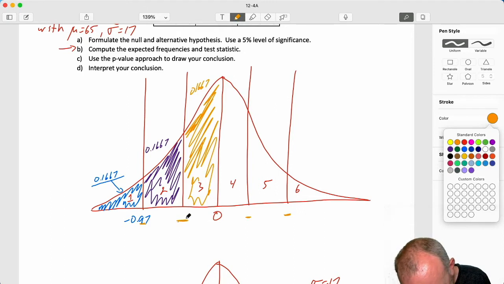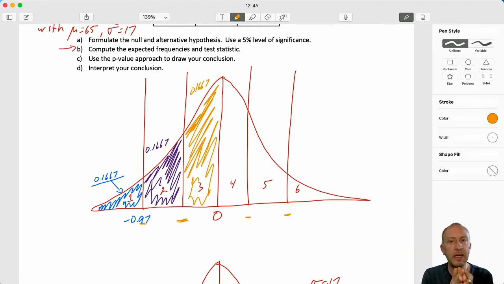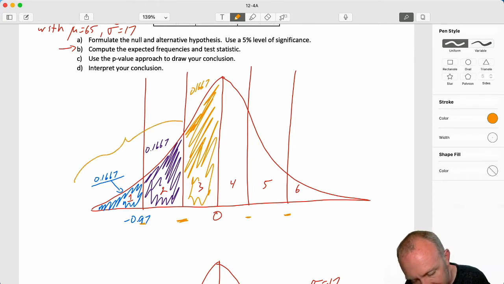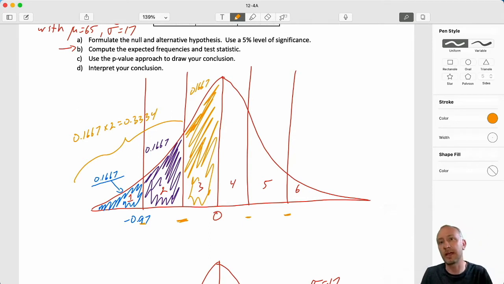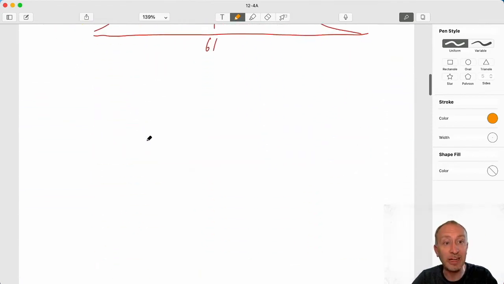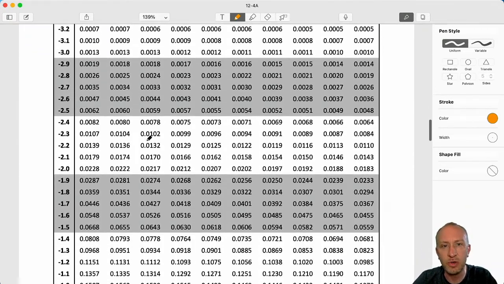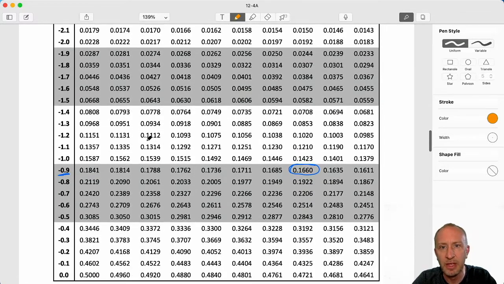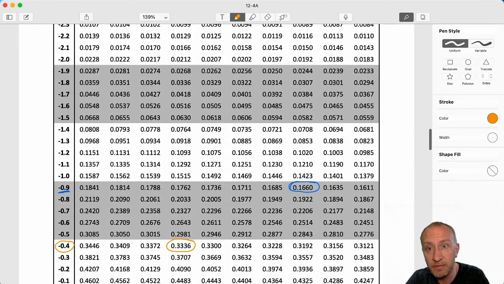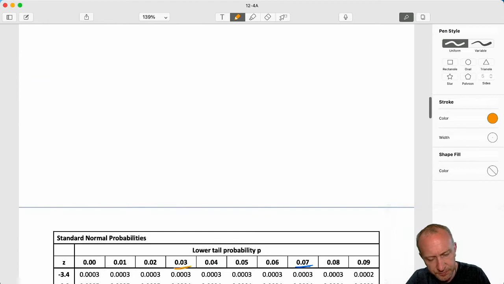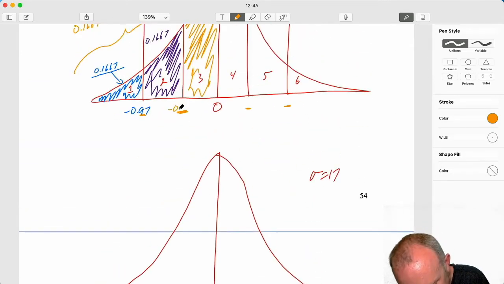Now, I need this next one. Now, that's the z-score that corresponds to an area in that lower tail of 0.1667 times 2, which is around 0.3334. Okay, so I'm going to go to my tables and I'm going to find 0.3334 or the number closest to it, because there's going to be some rounding error in here as well. And 0.3334, looks like that's about it right there. So that's negative 0.43. So this gives me here negative 0.43.